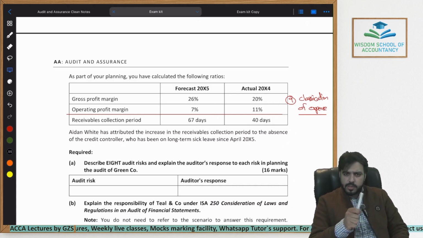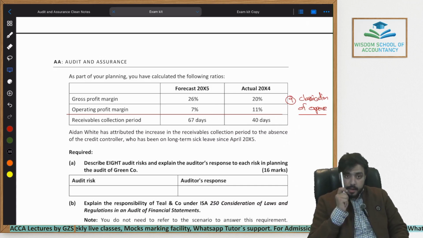Have you seen Stranger Things, by the way? This is what happens within Stranger Things as well. Those people are known as credit controllers.